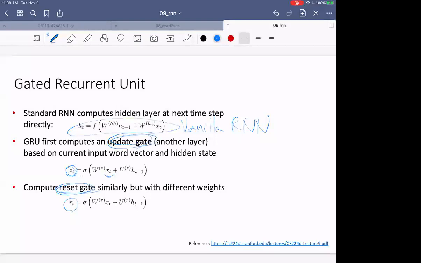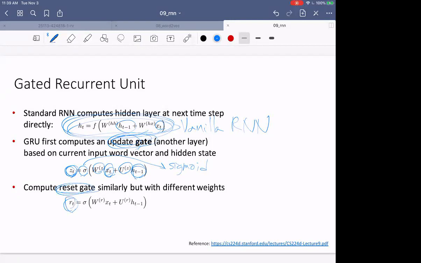The equation is that you receive XT and you receive HT minus 1, which is very similar to the vanilla form. There's HT minus 1 and XT, and of course corresponding weight matrices. So this is WZ and UZ, denoting the weight matrices for the update gate, and then there's a sigmoid. This is not tanh, this is not ReLU, this is exactly sigmoid, and it must be sigmoid because the value of the gates should lie between 0 and 1. 0 is like cutting out certain information, 1 is like passing the information to the next time step.